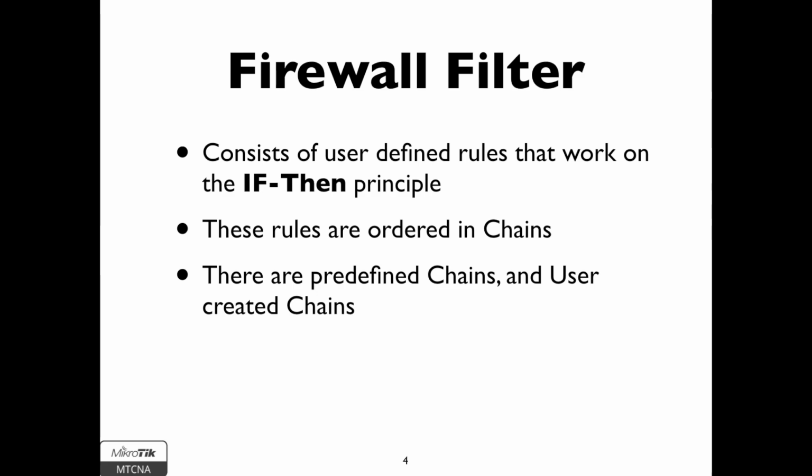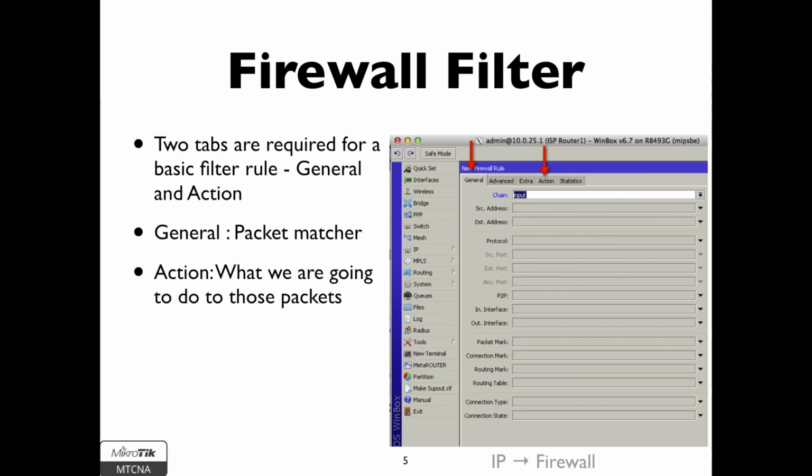Two tabs within a new firewall rule are really required to make a rule that does anything. And the first is the General tab, which is the tab on the far left. In this tab, we are going to define where we are going to look at packets, which flow we're going to look at. Another way to say that is which chain we're going to look at. This particular rule uses the input chain. The input chain is going to match all packets that are going into the router. More on that in a moment.